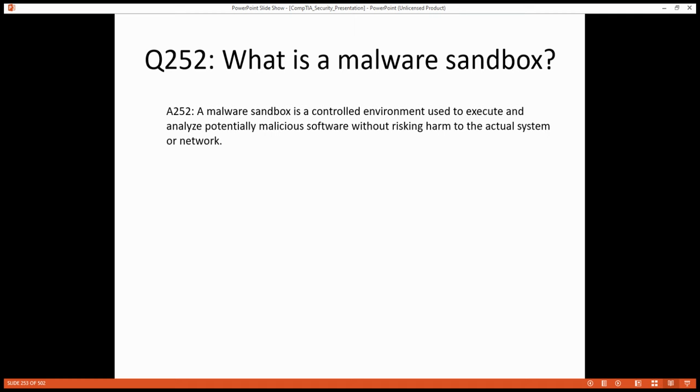Q252. What is a malware sandbox? A 252. A malware sandbox is a controlled environment used to execute and analyze potentially malicious software without risking harm to the actual system or network.